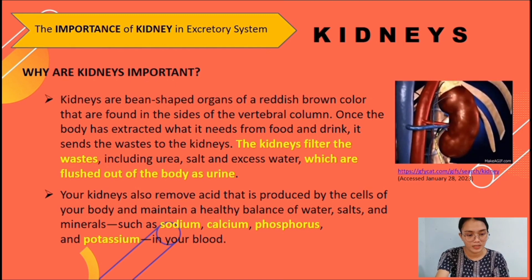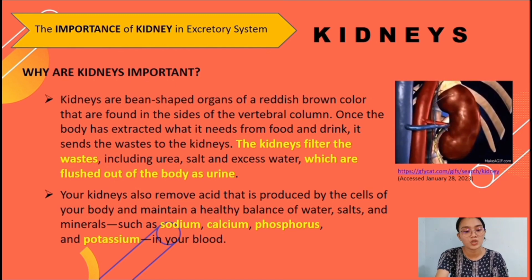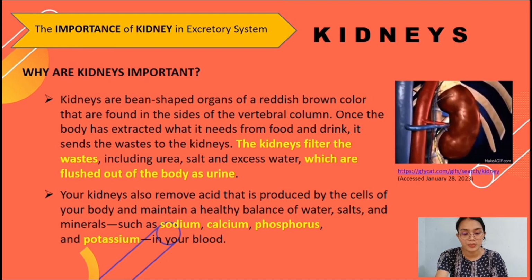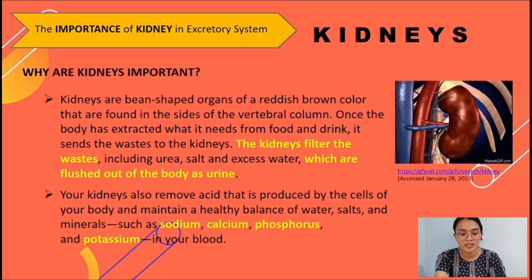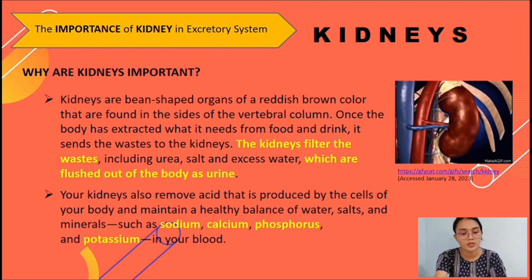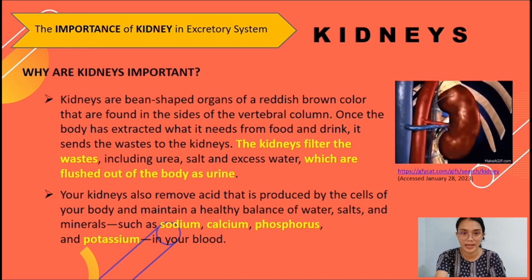So kidneys filter the wastes including urea, salt, and excess water which are flushed out of the body as urine. Also, our kidneys remove acid that is produced by the cells of our body and maintain a healthy balance of water, salts, and minerals such as sodium, calcium, phosphorus, and potassium in our blood.